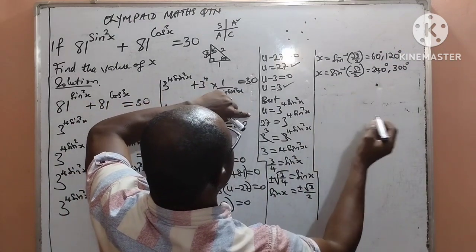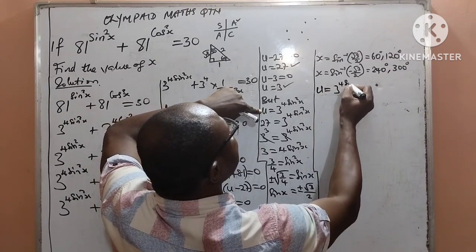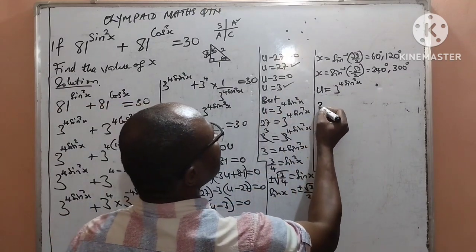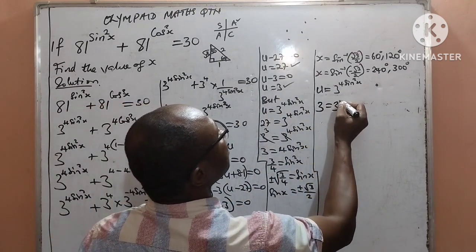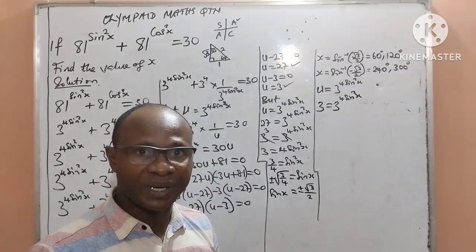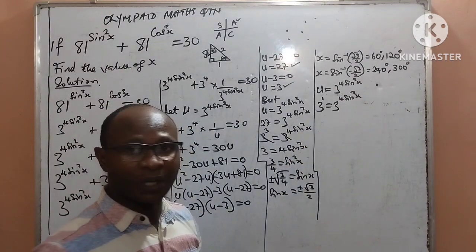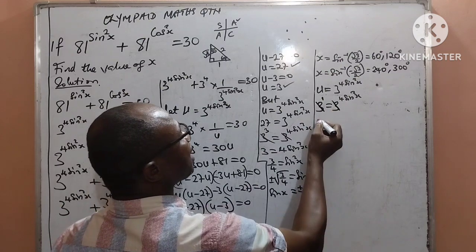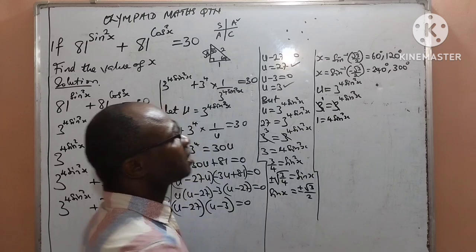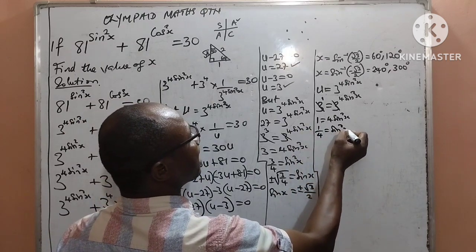When we also say that u is given as 3 to the power of 4 sine square x, and now u becomes 3, I have 3 equal to 3 raised to power 4 sine square x. I hope we are getting what we are explaining here. But 3 is the same thing as 3 to power 1. I can cancel it out to have 1 equal to 4 sine square x. Moving 4 to the left, I have 1 over 4 equal to sine square x.